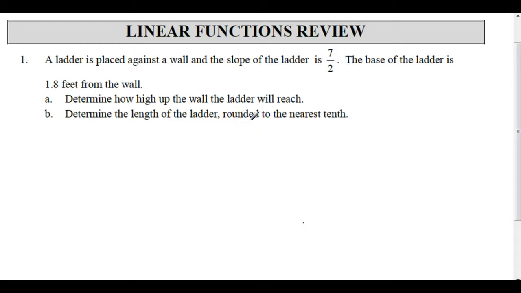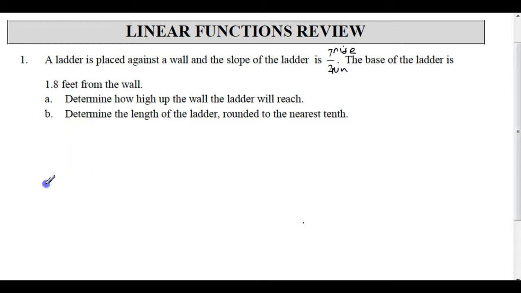A ladder is placed against a wall, and the slope of the ladder is 7 over 2. That would be the rise over the run. The base of the ladder is 1.8 feet from the wall. Determine how high up the wall the ladder will reach. Determine the length of the ladder rounded to the nearest tenth.